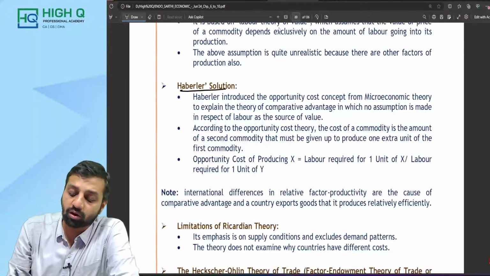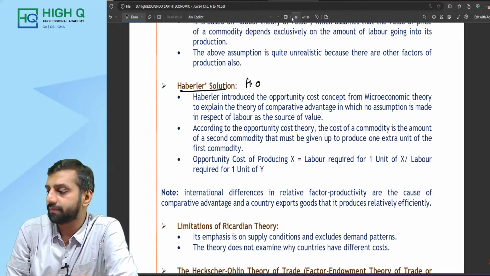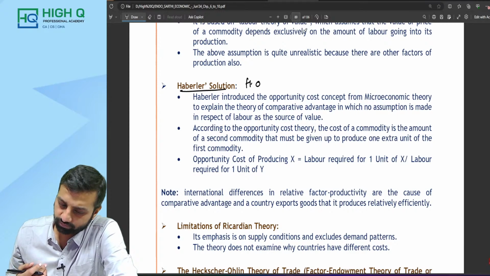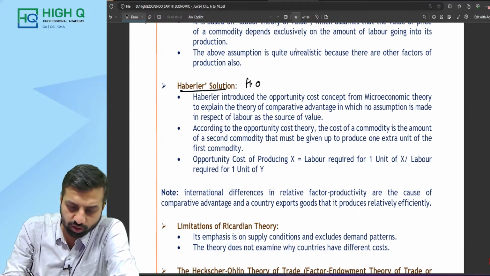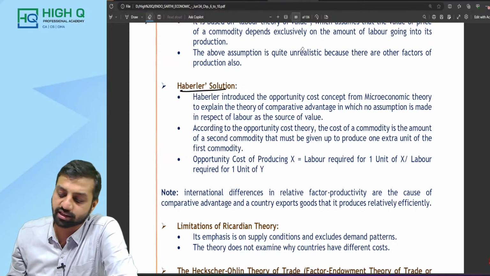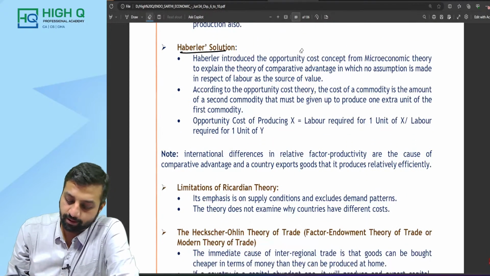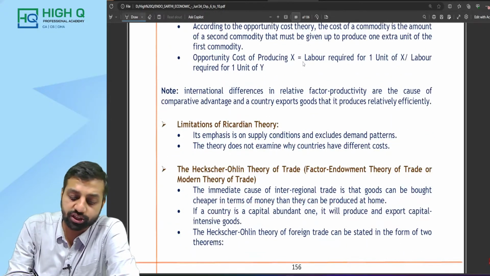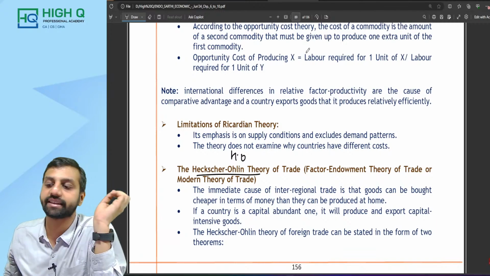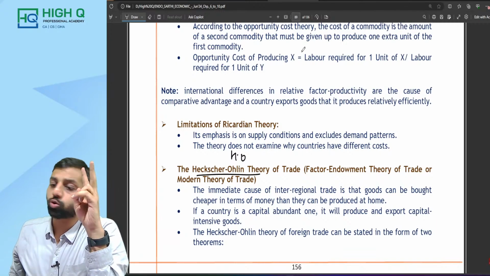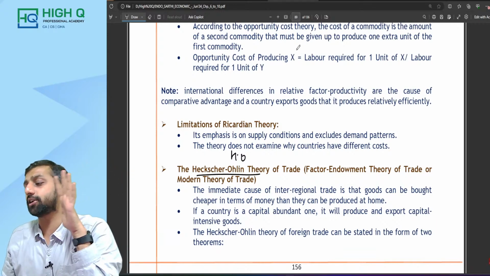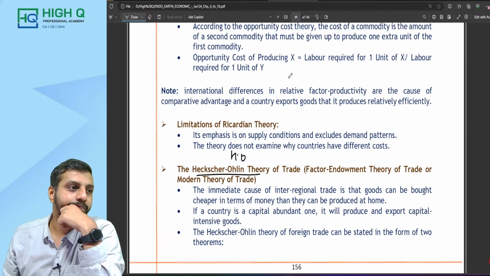Then there is something called HO theory, Heckscher-Ohlin theory. Heckscher-Ohlin is below. So there is Haberler's solution. Then there is HO theory, Heckscher and Ohlin theory, where there are two parts to this theory. One is factor endowment and one is factor price equalization.